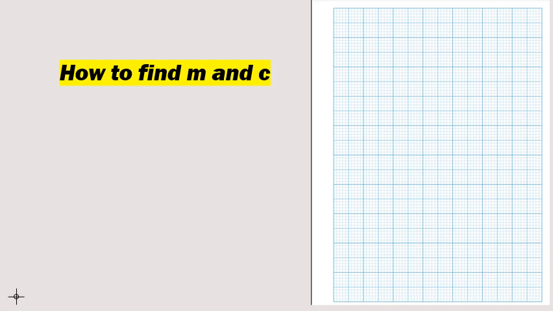So for the meantime, we are saying the general form of y is equal to mx plus c. That's the general form of a straight line equation. Okay, so the issue is, how do we find m and how do we find c?